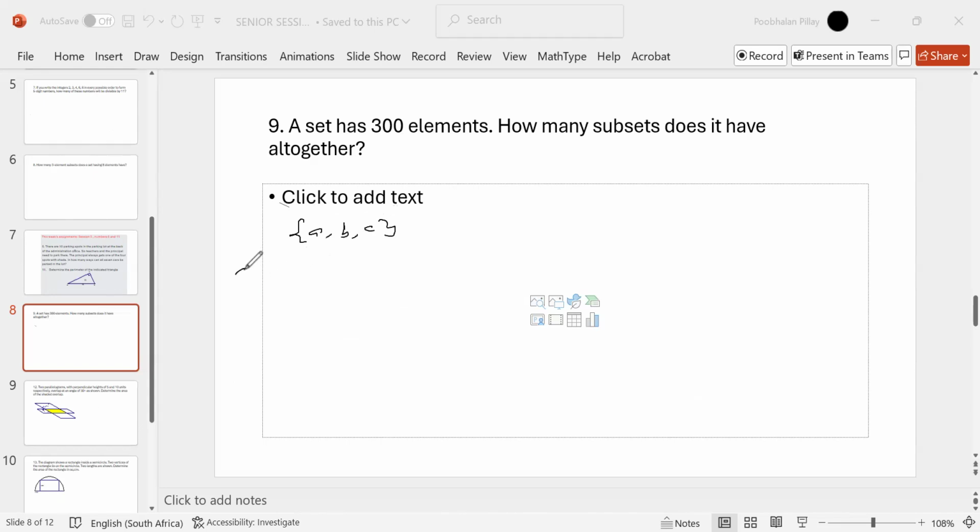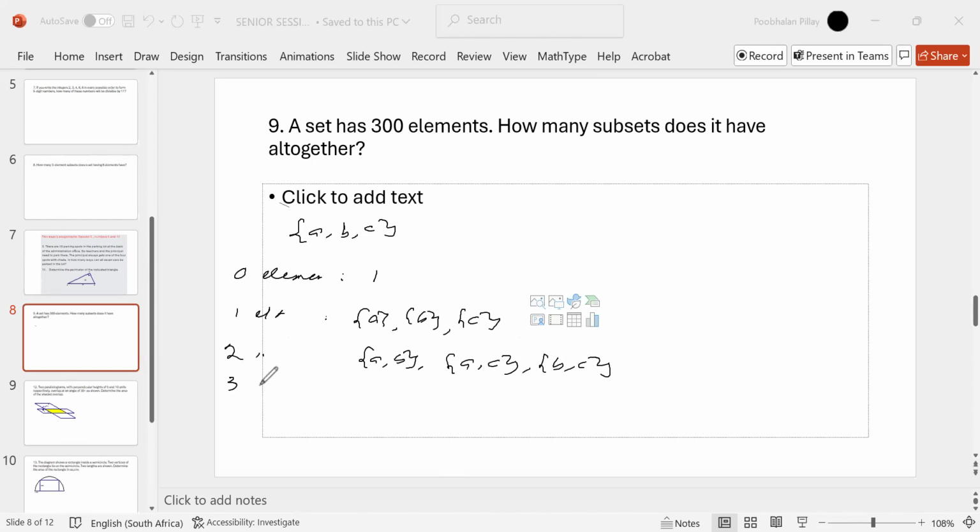Okay. No elements. You got only the empty set. There's only one. One element. I'll put ELT for element. You can have A or B or C. Those are the 1 element subsets. The 2 element subsets, you can have AB, or you can have AC, or you can have BC. Right. You don't count AB and BA twice, right? Those are only 2. And the 3 element subsets, there's only 1, the whole thing.